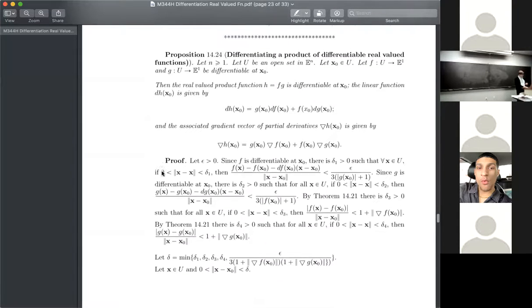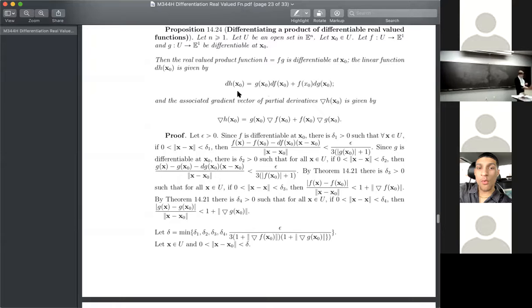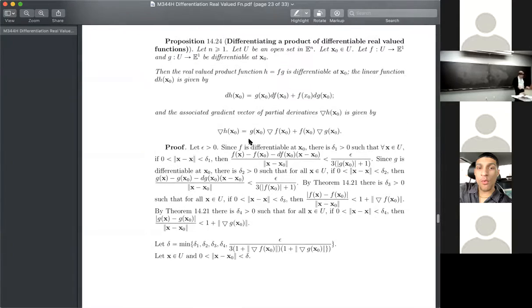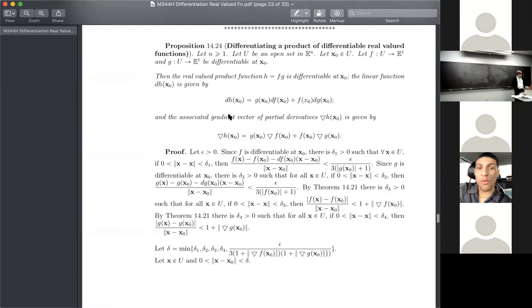Okay, so when you see this here, the dh of x naught, so those of you who are present today, I'm talking about the middle of page 23, above the words "and the associated gradient vector," above that. Now, what's below that?